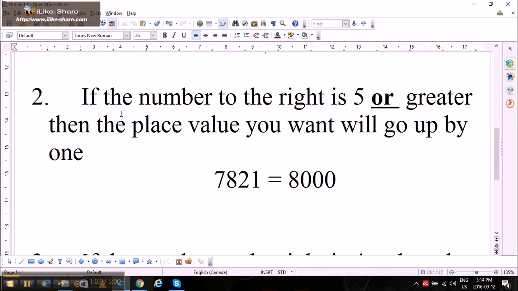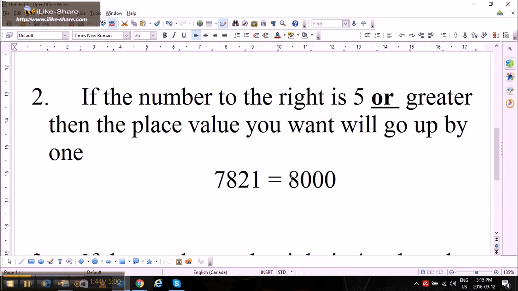Now rule number 2 is if that number to the right is 5 or greater, that means if the number to the right is 5, 6, 7, 8, or 9, then the place value of the number you want to work with is going to go up by 1. For example here, let's say I'm going to round to the thousands place value. I look to its right at the hundreds column. If this number is 5, 6, 7, 8, or 9, my number in the thousands column is going to go up by 1, as seen here.